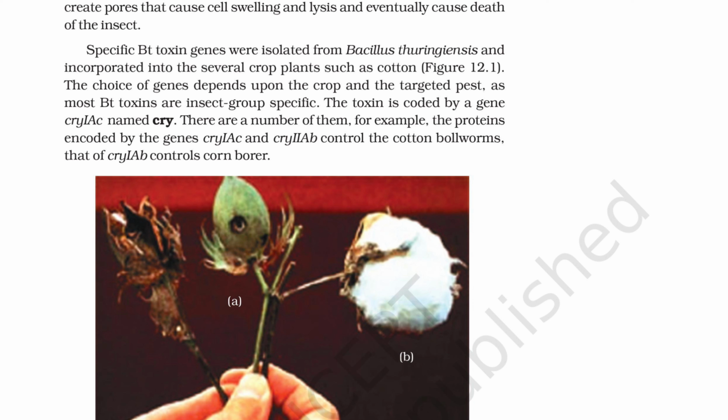Specific Bt toxin genes were isolated from Bacillus thuringiensis and incorporated into several crop plants such as cotton. The choice of genes depends upon the crop and the targeted pest, as most Bt toxins are insect group specific. The toxin is coded by a gene named Cry. There are a number of them. For example, the proteins encoded by the genes Cry1Ac and Cry2Ab control the cotton bollworms, that of Cry1Ab controls corn borer.